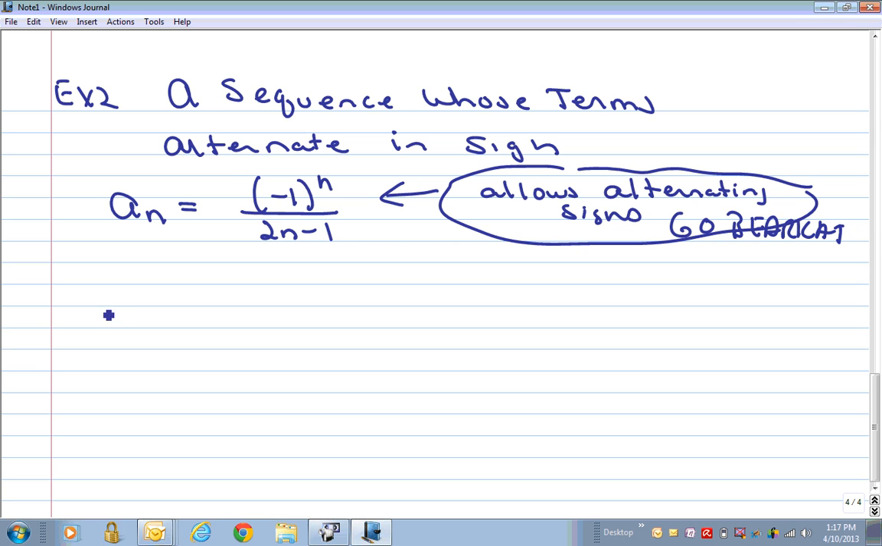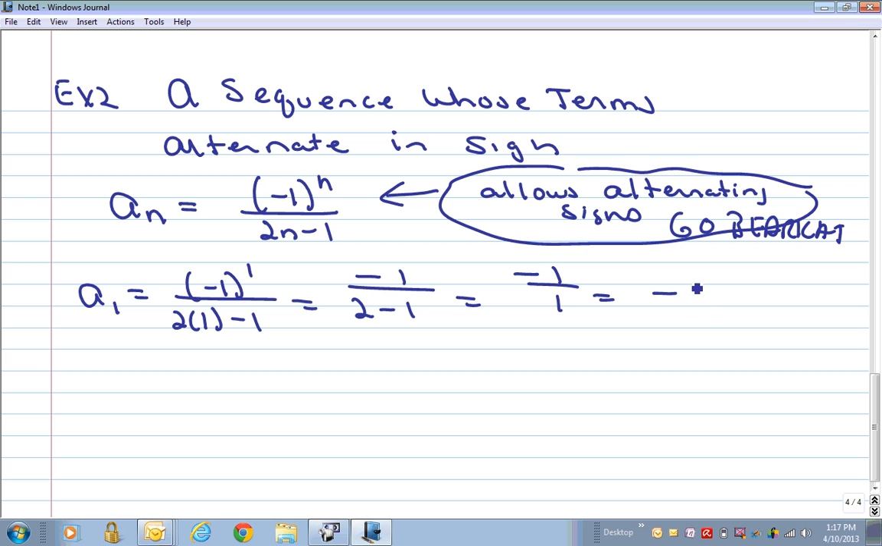All right, so let's try a sub 1. So a sub 1 would be -1 to the first power over 2 times 1 minus 1. -1 to the first power would be a -1, and 2 times 1 is 2, so it'd be 2 minus 1. We would have -1 over 1, which would be -1. Okay, and so we have a negative output.